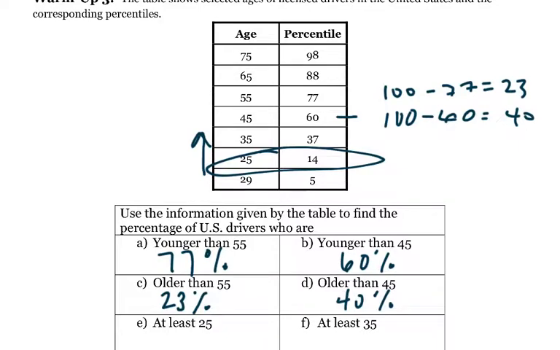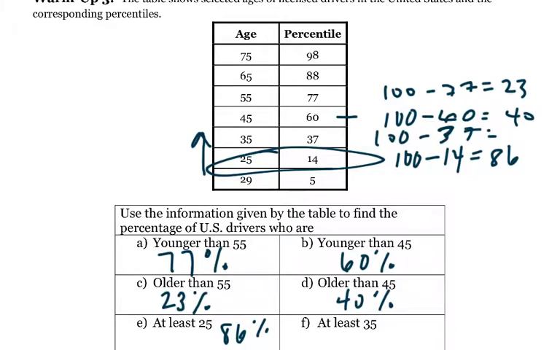So that's going to be 14% is 25 or lower. Okay, 25 years old or lower. So we would take 100 minus 14 and find out that that would be what, 86%. Okay, at least 35, we would take 100 minus 37, and we get what, 63%.